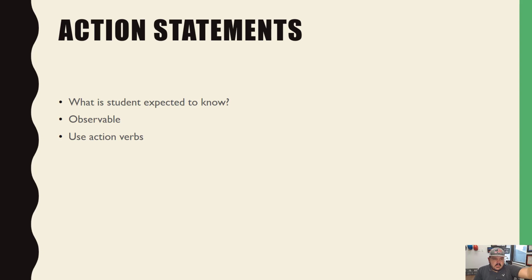This next part is action statements. You're kind of having to think about what is the student expected to know. It needs to be observable, and they need to use action verbs.